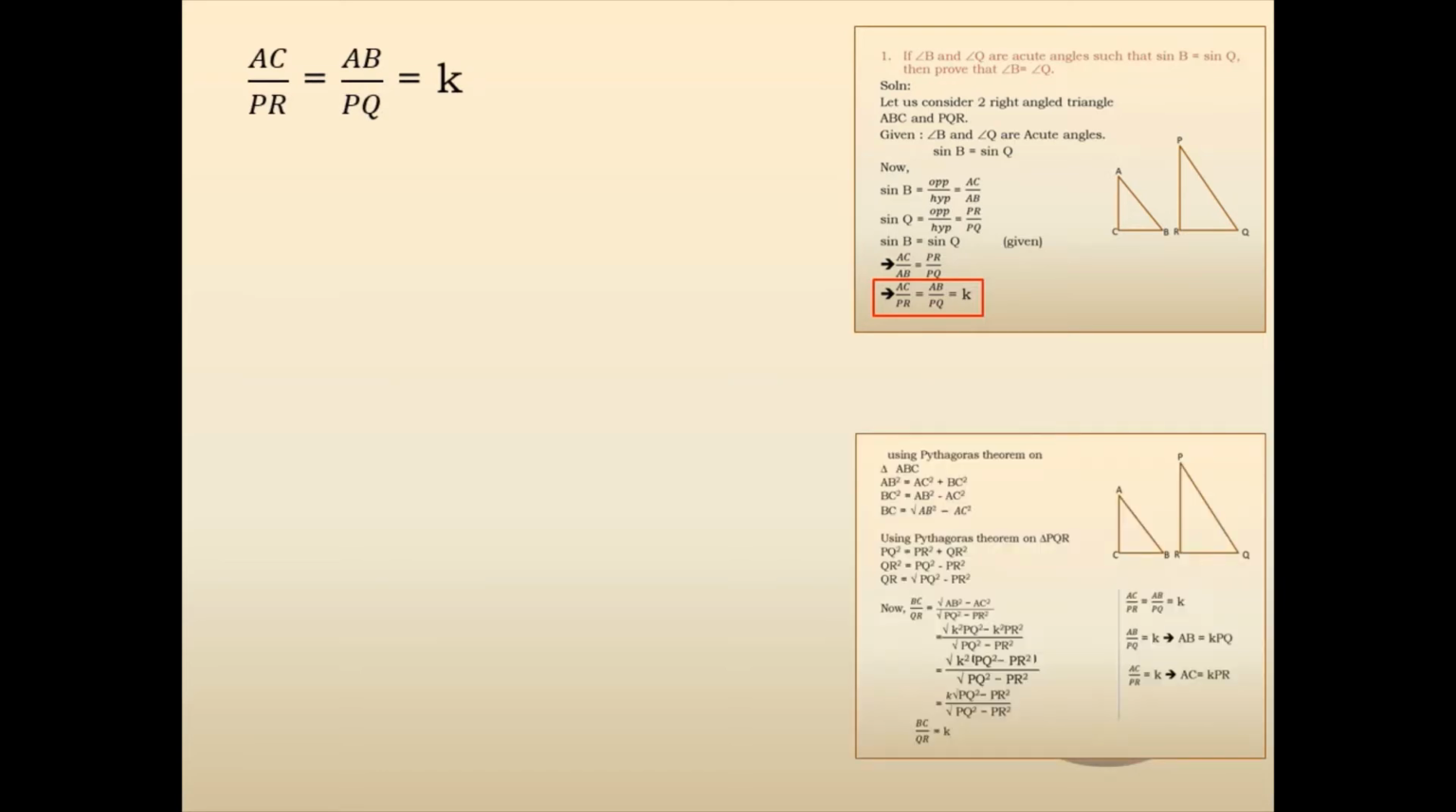So, in the first part, we considered AC by PR is equal to AB by PQ, that is equal to K. And in the second part, BC by QR is equal to K. So here AC by PR, AB by PQ and BC by QR, all these values are equal to K. It means the ratios of all these sides are equal.